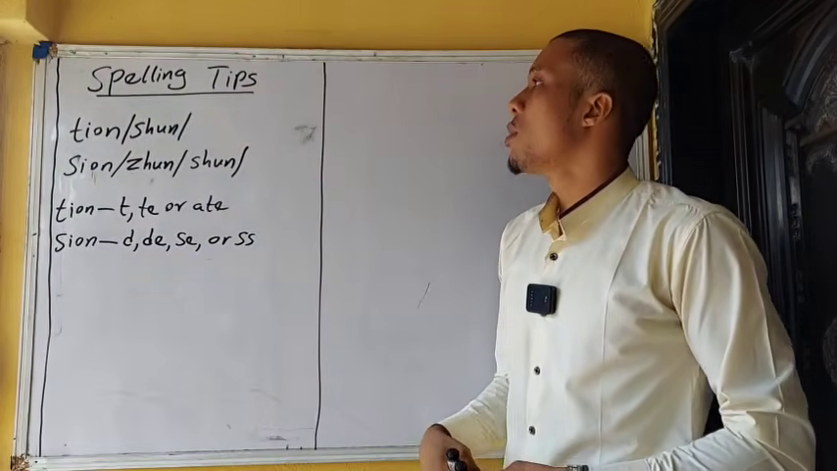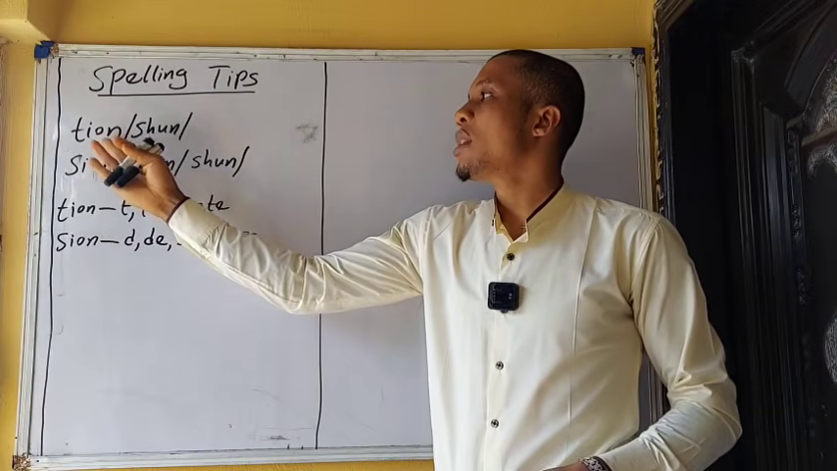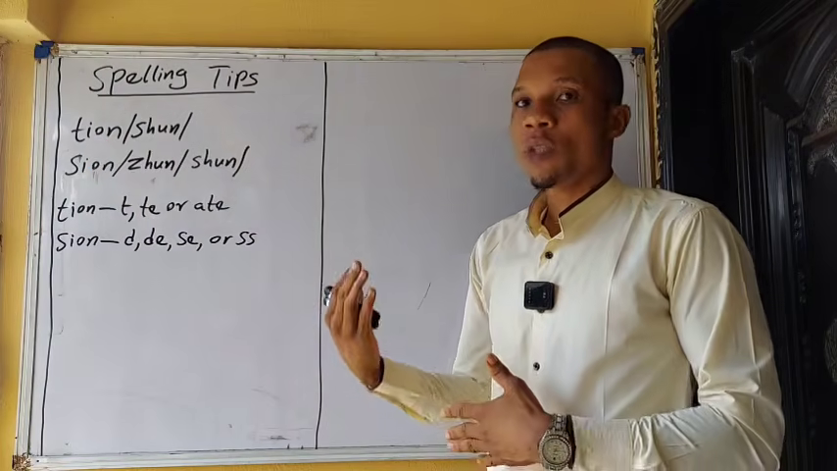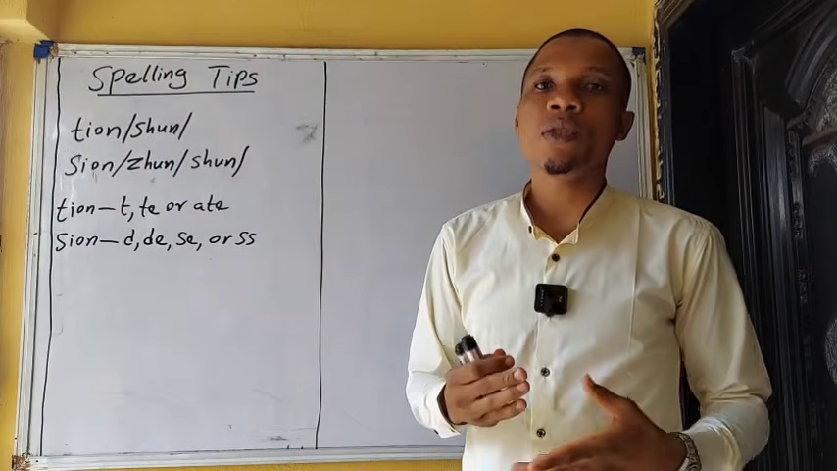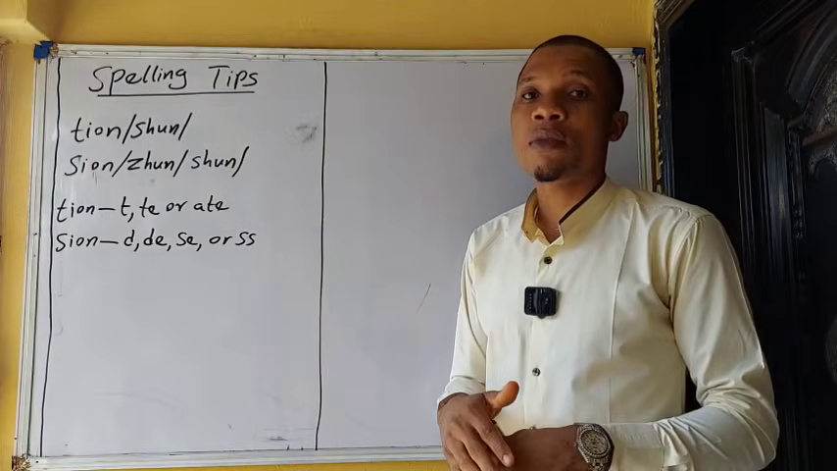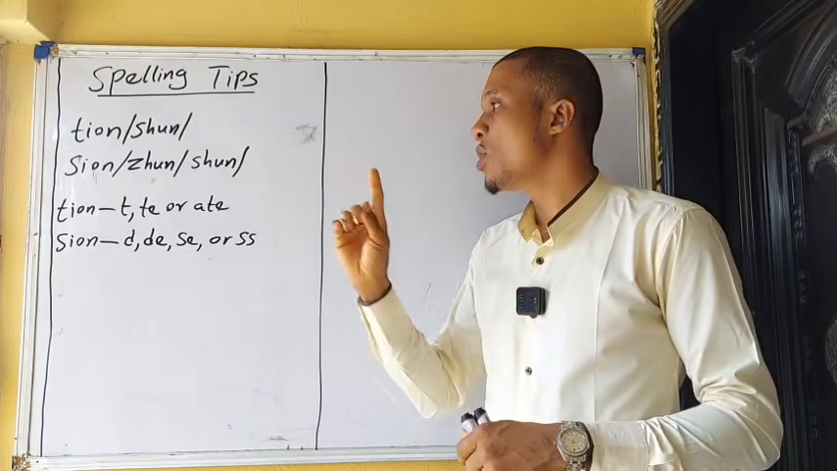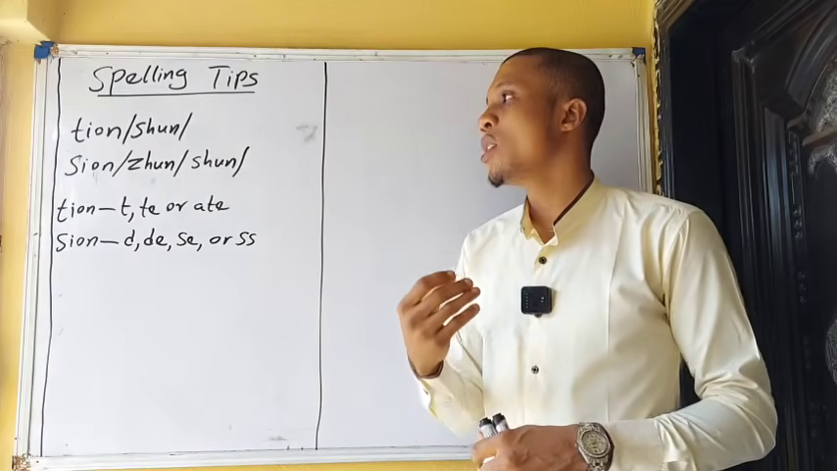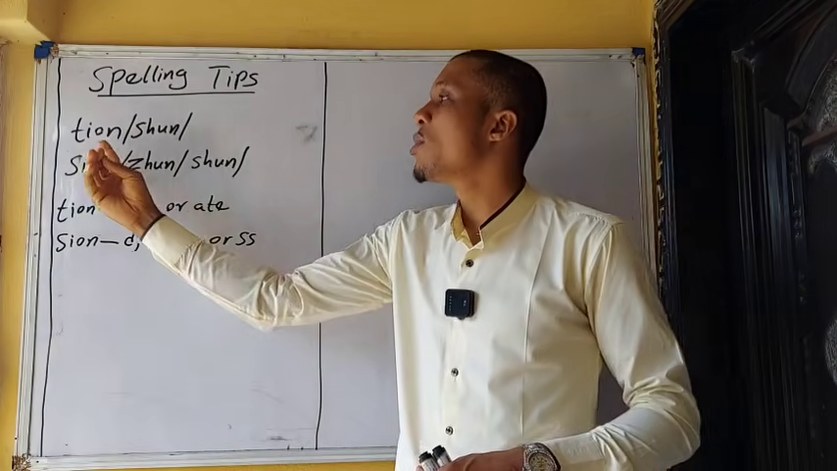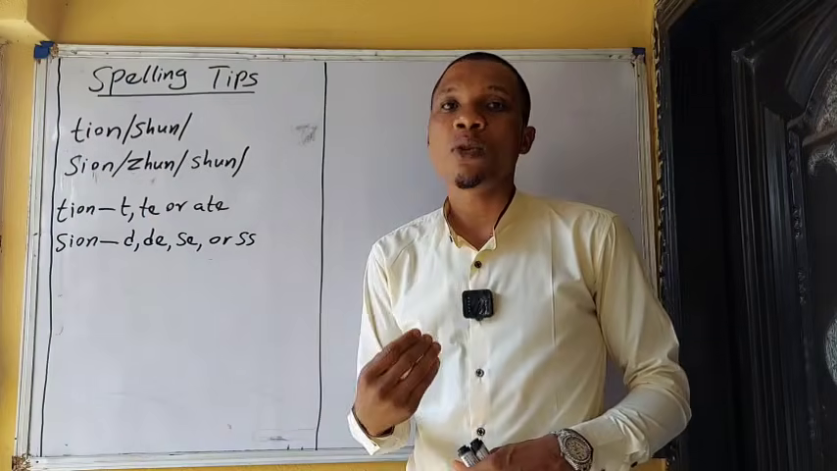Today we are going to be looking at spelling tips, and under that we are going to be looking at tion, which is "shun," and sion, which is also "shun." When do we use them? So stay tuned to the end of today's class, then you will be able to know when to use either of them, because I've gotten a lot of requests or questions. Students will be asking, when do I use the tion "shun," and when do I use sion "shun"?